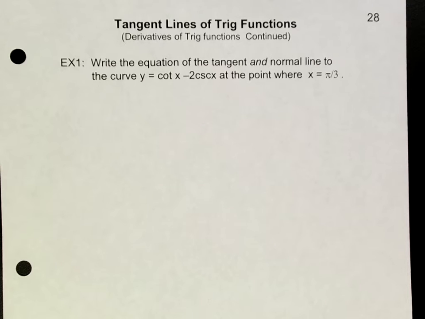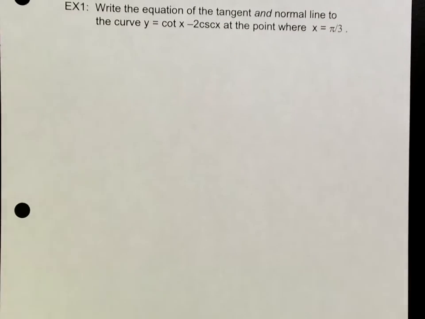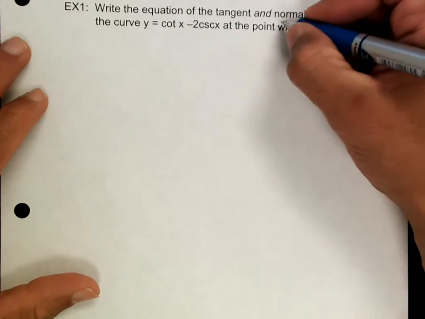Alright, this is topic 28, tangent lines of trig functions. So we're continuing on with the derivatives of trig functions. We're just going to use them to find the equation of a line. So notice in example 1, it says write the equation of the tangent and normal line.